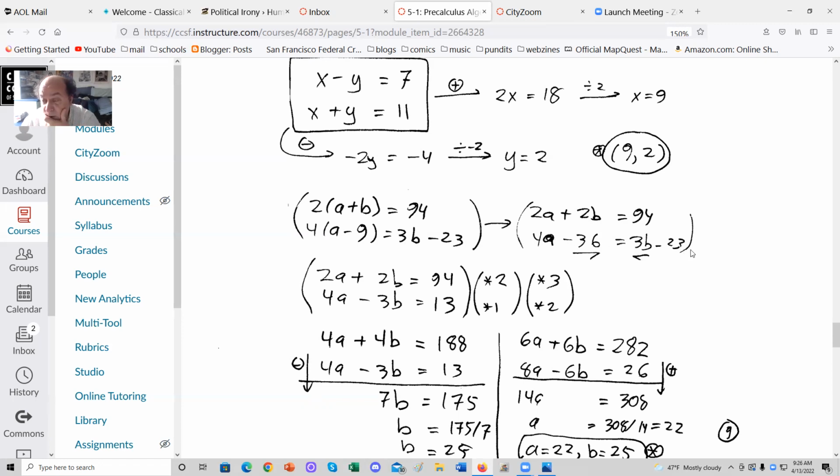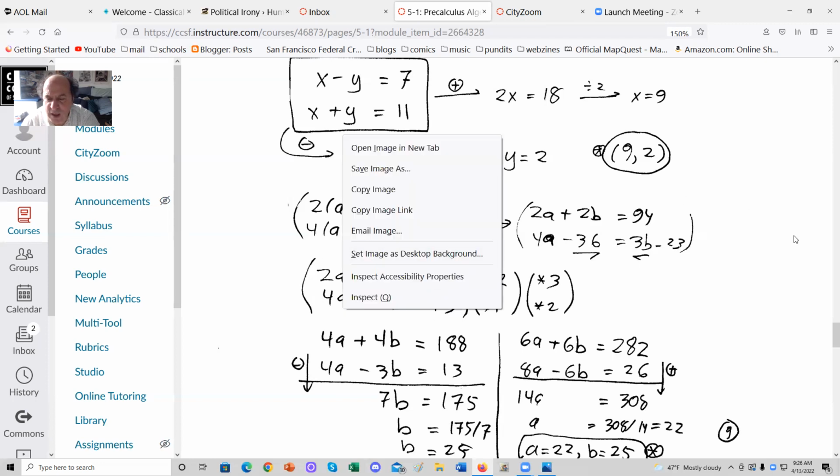It still isn't quite right. Let's transpose the 3b to the left by subtracting. Transpose the 36 to the right by adding. And so the first equation is still 2a plus 2b equals 94. The second equation becomes 4a minus 3b equals negative 23 plus 36, which is 13. So 4a minus 3b is 13. Now we have it in the proper form for doing solution by elimination.